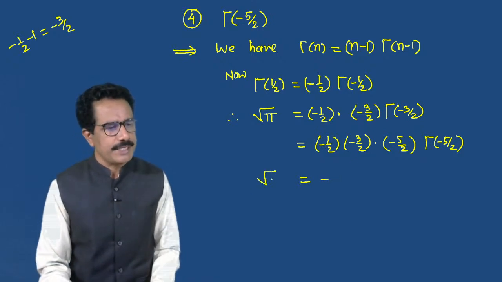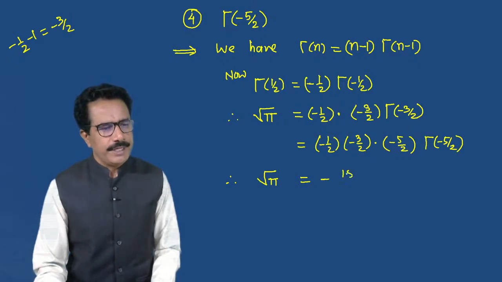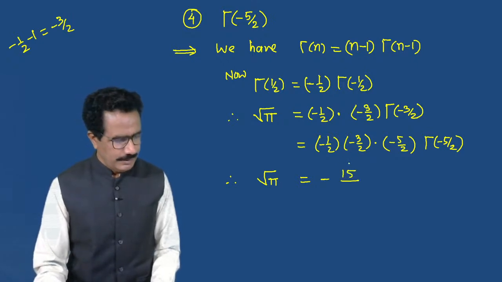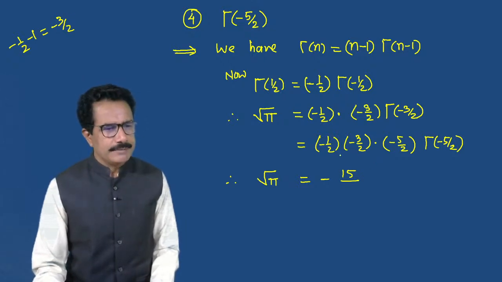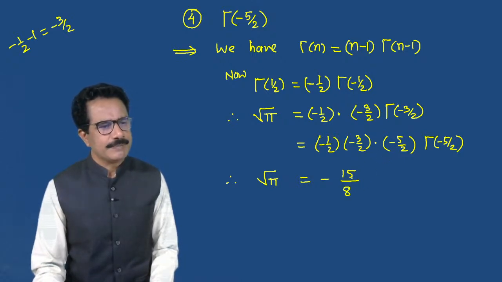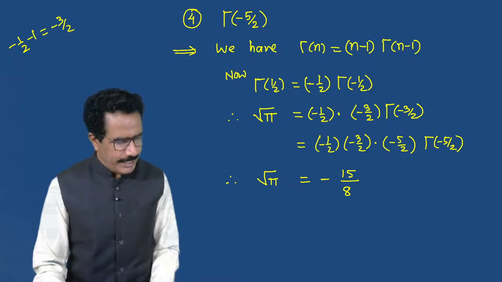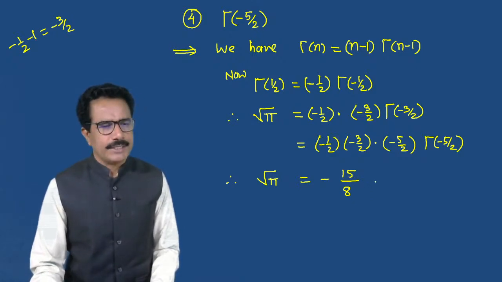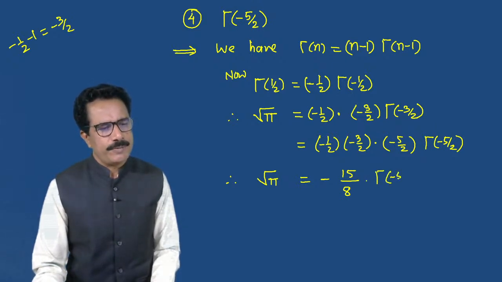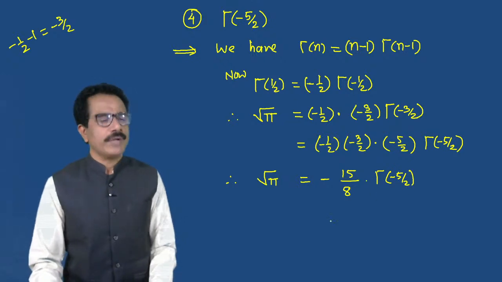The left side is root pi, that is 15 divided by 8. Is it okay? 15 divided by 8 into gamma of minus 5 by 2. Is that right, students? We have to calculate this.